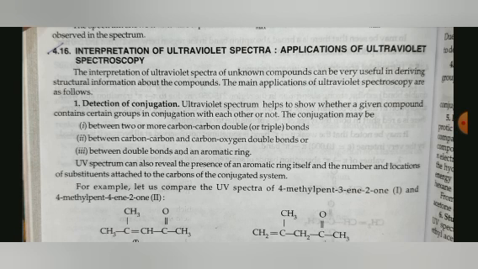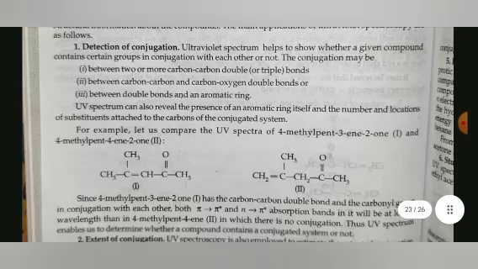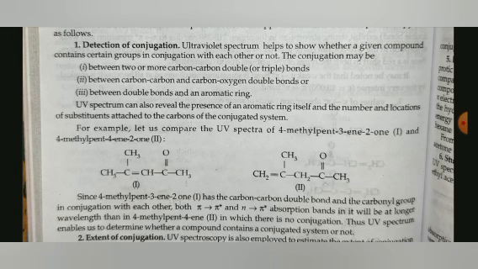Interpretation of UV spectrum. Application of UV spectroscopy. The interpretation of the UV spectrum of an unknown compound can be very useful in deriving structural information about the compound. The main applications of UV spectroscopy are as follows. First is detection of conjugation. The UV spectrum helps to show whether a given compound contains certain groups in conjugation with each other or not.